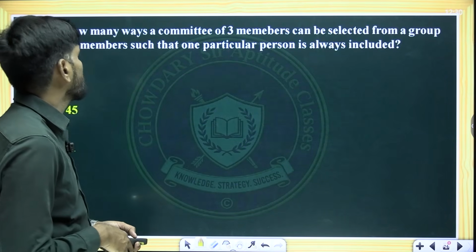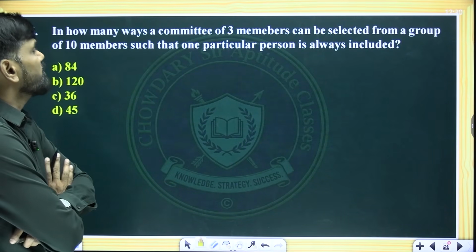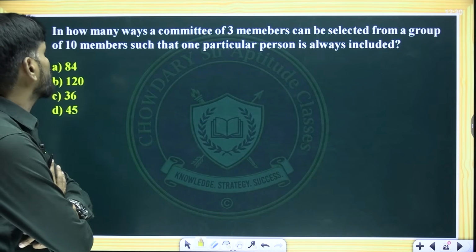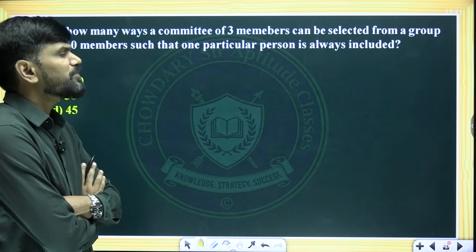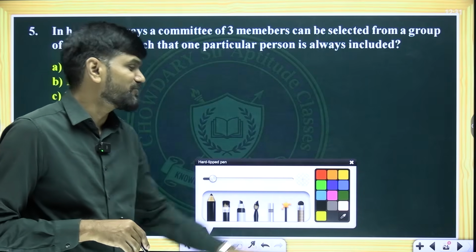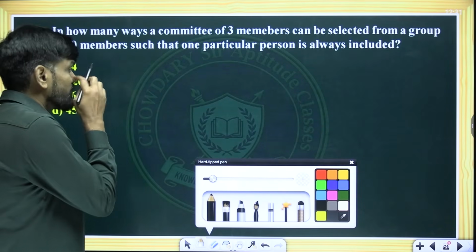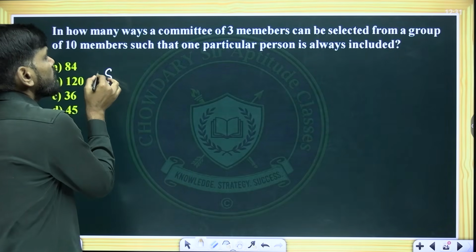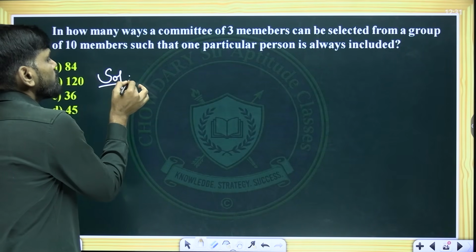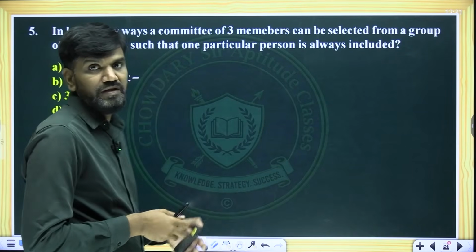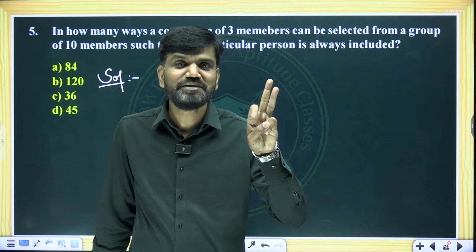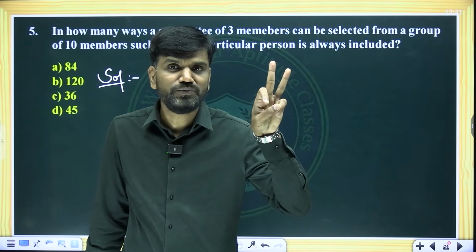Next, problem number 5. In how many ways a committee of 3 members can be selected from a group of 10 members such that one particular person is always included? Here you have to be very careful. One particular person is always included. So I am giving you a group of 10 people and I am asking you to select 3 people. I said this fellow must be there. This fellow must be there means you are free to select only the remaining 2.